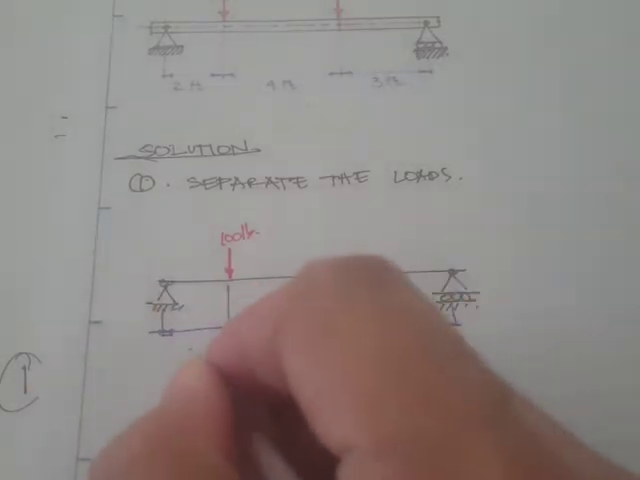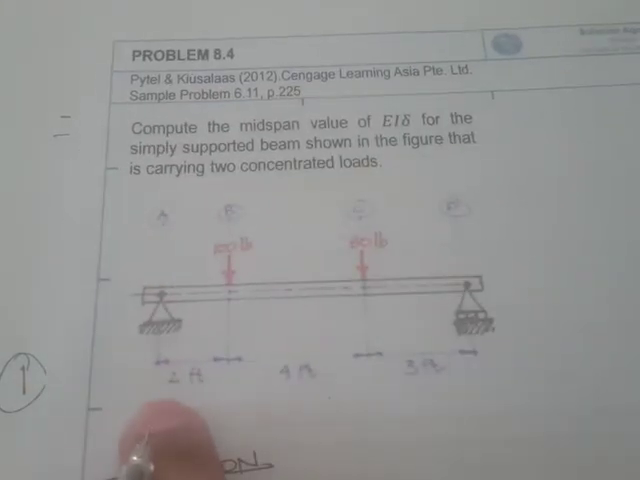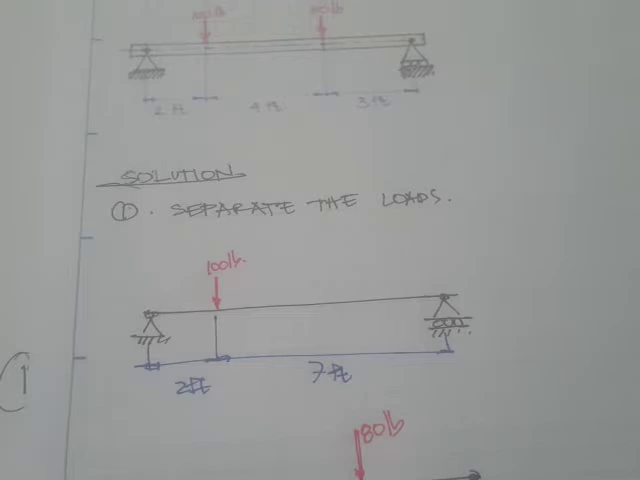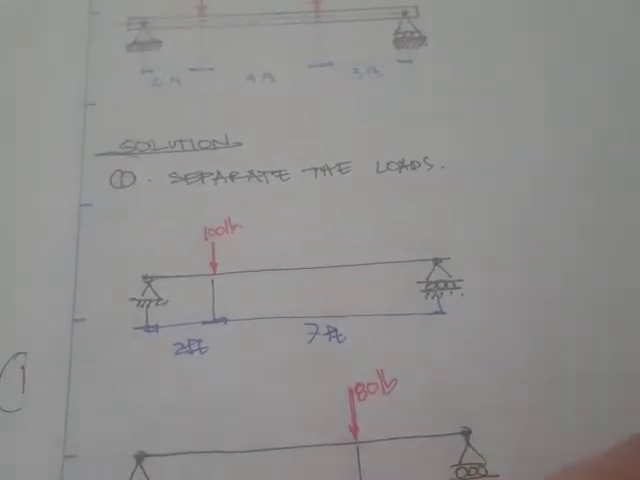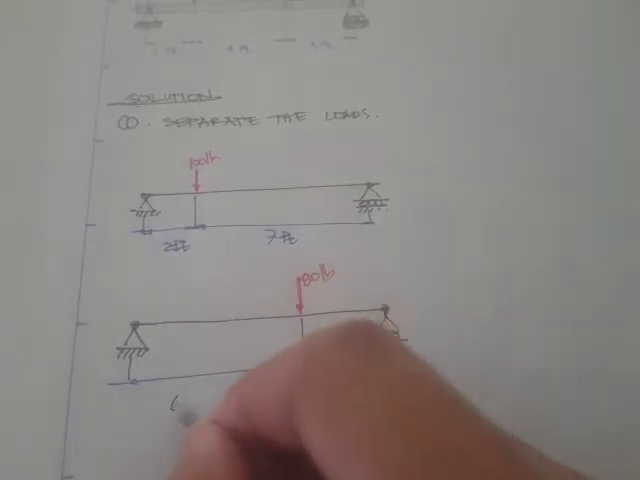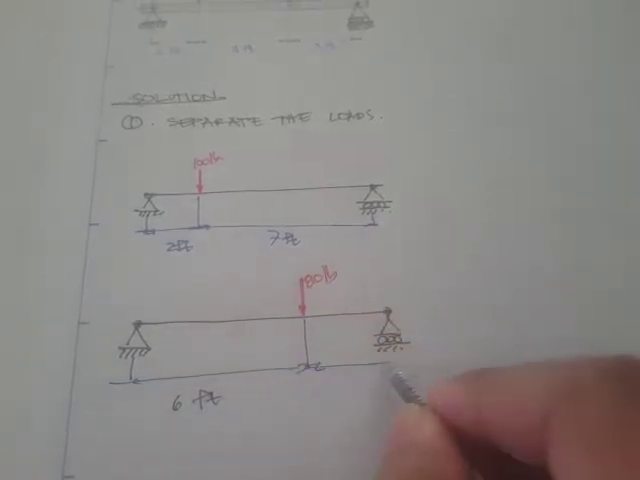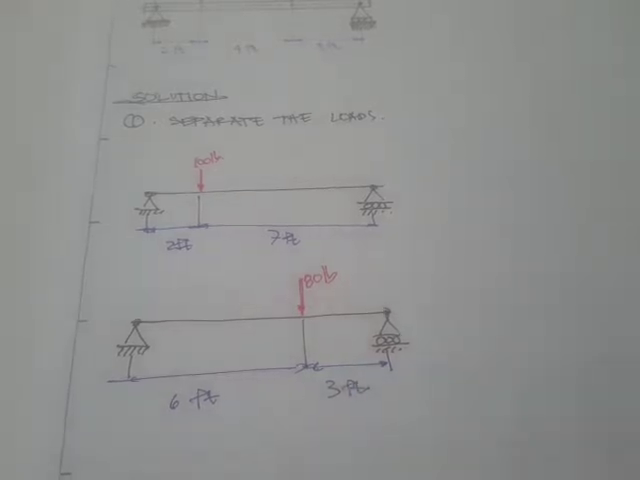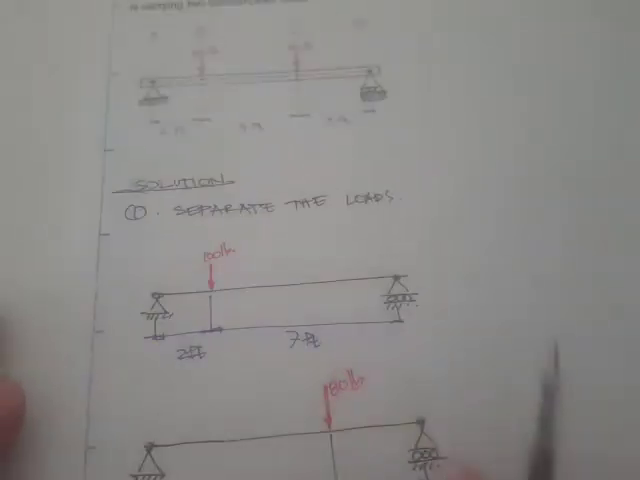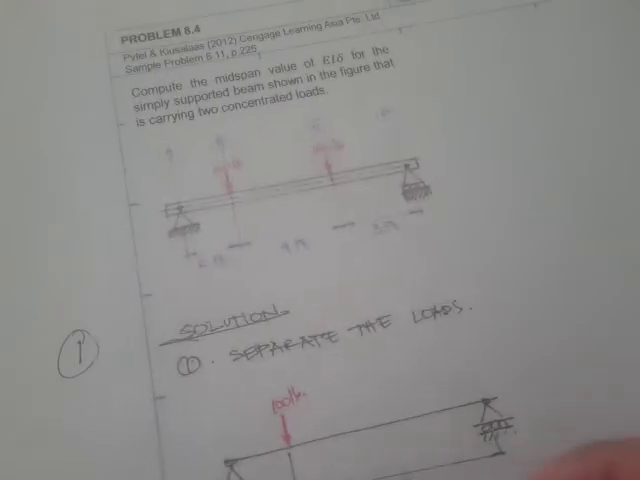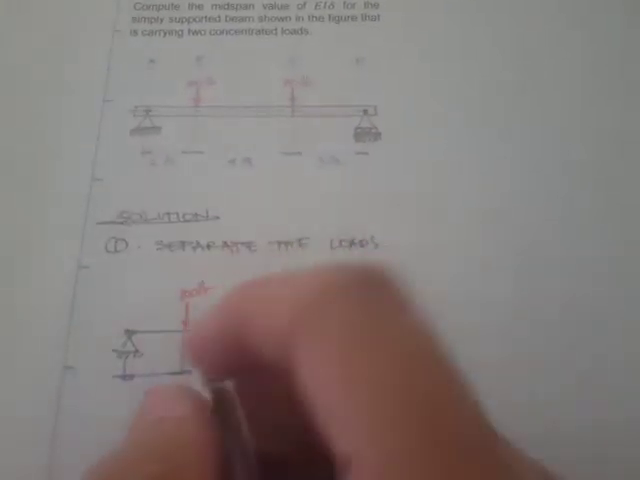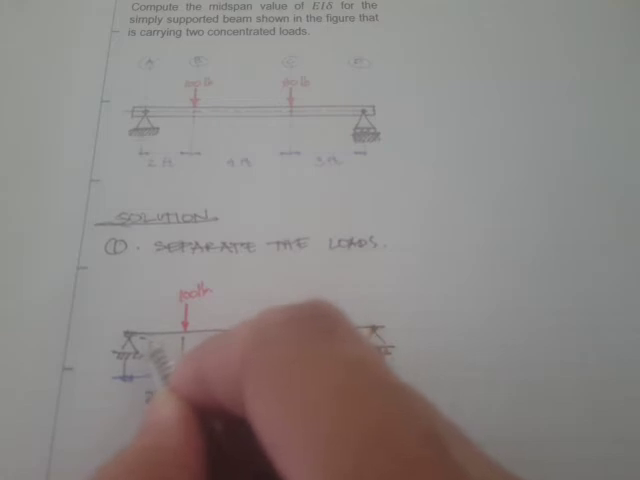So this is 2 feet from the given, and the distance right here, 4 plus 3, is 7 feet, and the total is 9 feet. Now for our beam number 2, this is 6 feet, and this one is 3 feet, and the total length is 9 feet. Then I think we also need to draw the deflected shape, although this is not exact, but probably something like this.